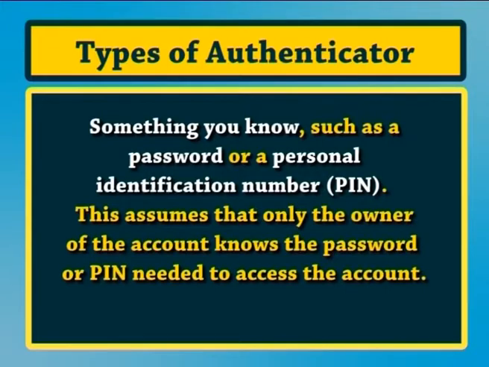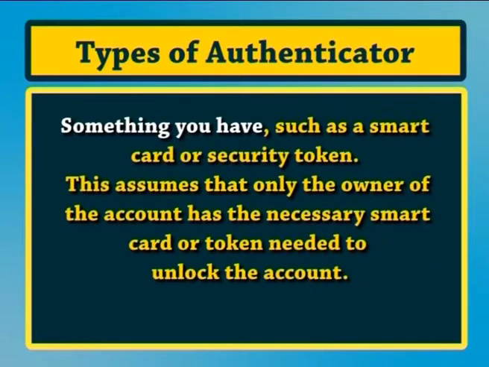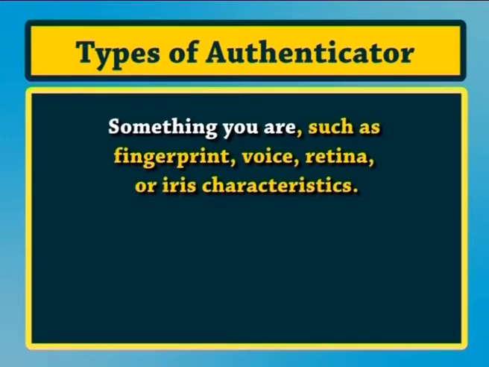Number 1, something you know, such as a password or a personal identification number. This assumes that only the owner of the account knows the password or PIN needed to access the account. Number 2, something you have, such as a smart card or security token. This assumes that only the owner of the account has the necessary smart card or token needed to unlock the account. Number 3, something you are, such as fingerprint, voice, retina or iris characteristics.